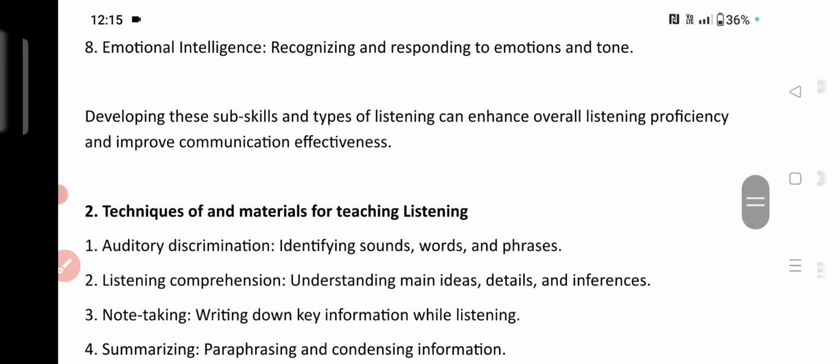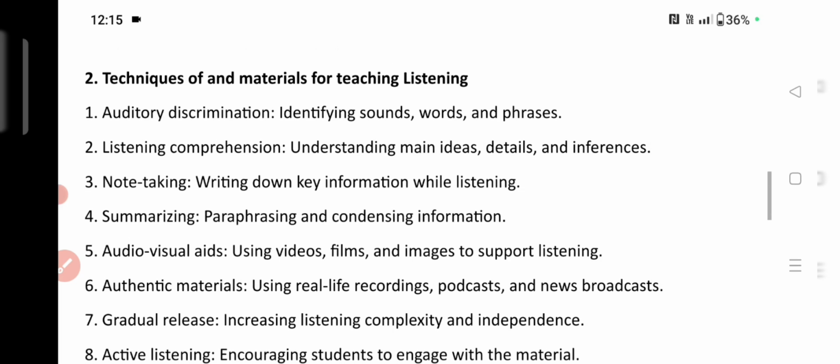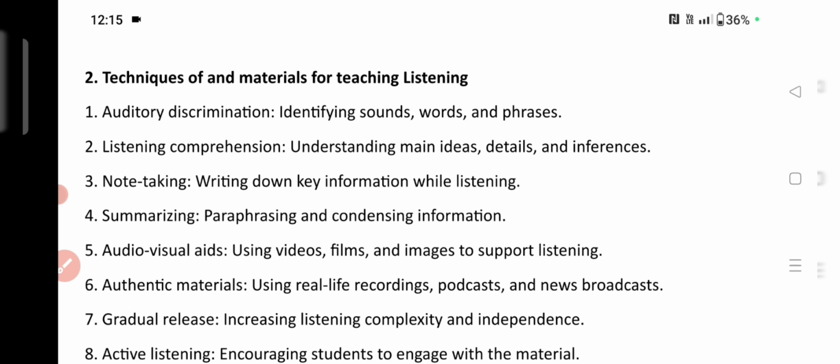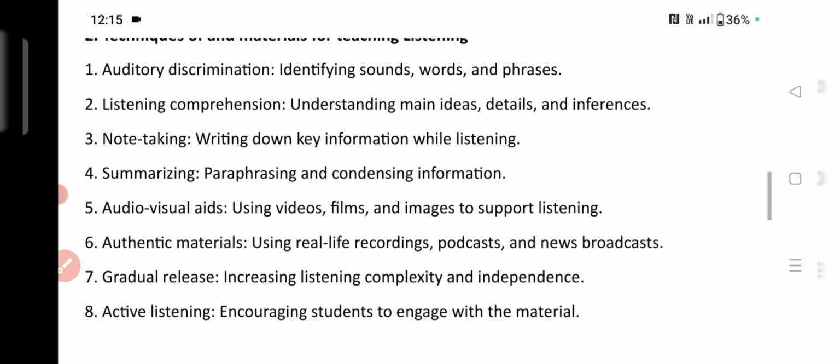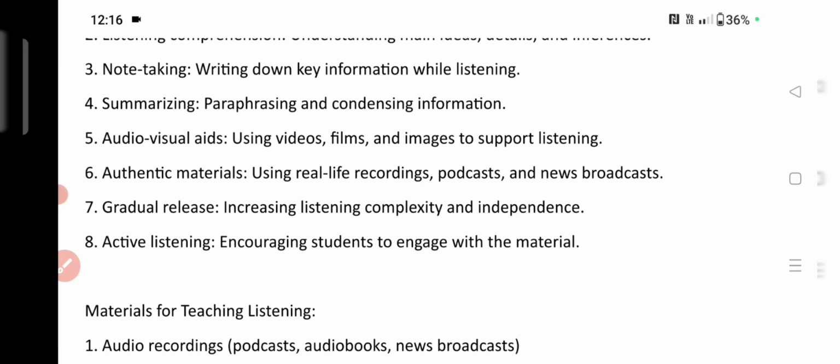The next thing is techniques and materials that are helpful for teachers in teaching listening. First is auditory discrimination, identifying sounds, words and phrases. Then listening comprehension: understanding the main ideas, details and inferences. Note taking: writing down the key information while listening. Everything is processed by listening only. And then summarizing paragraphs, condensing the information.